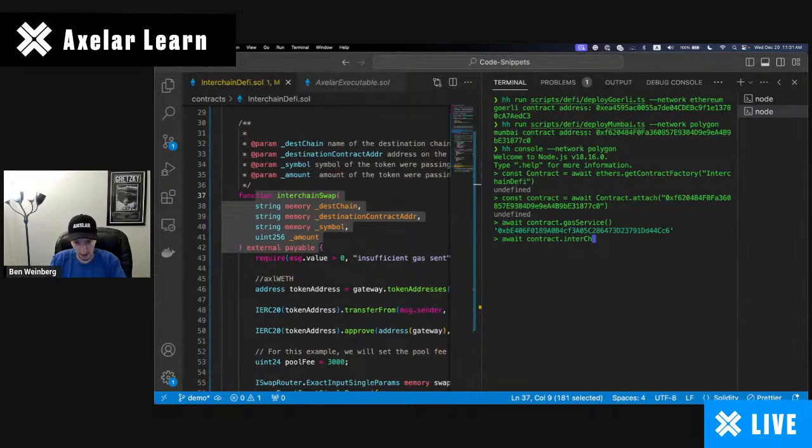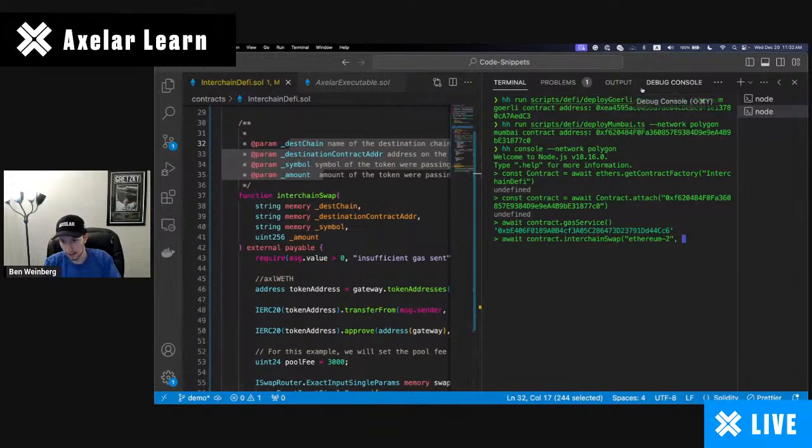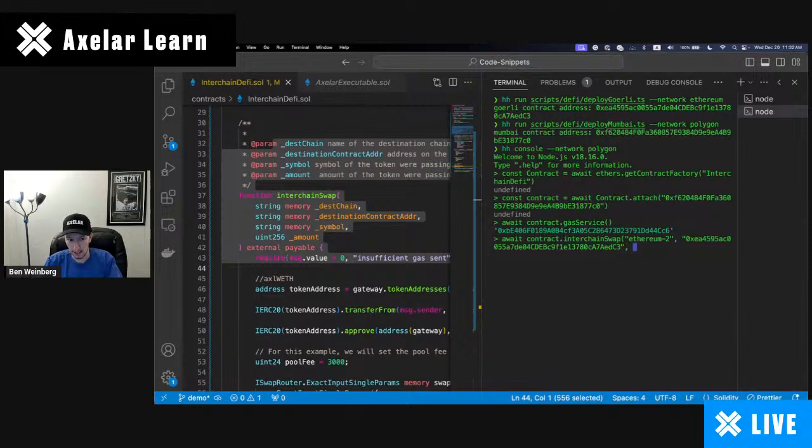This is going to be a bit of a longer one. For interchainSwap, we have to pass in these four parameters. First, the name of the chain that we're going to. Axelar has Goerli registered as Ethereum-2, so we're passing in Ethereum-2, which is basically code for Goerli. The address that we're going to on Goerli is this address that we just deployed, this instance of the contract on Goerli. We pass that in here.